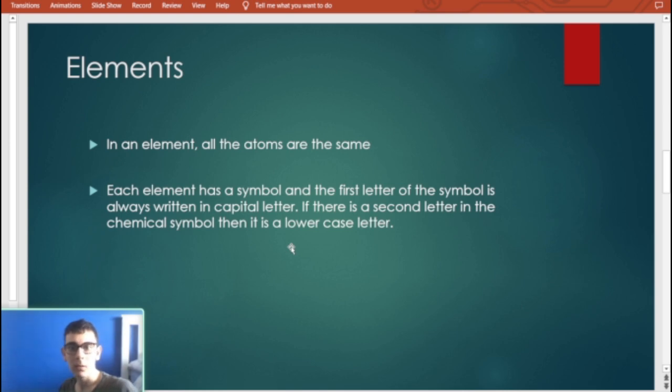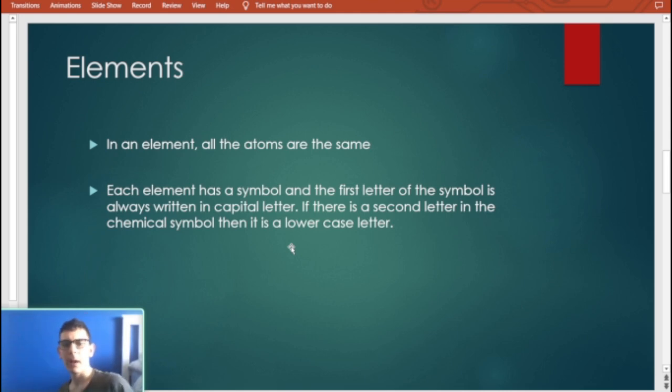If I had sulfur, for example, if I had 4 atoms of sulfur, sulfur is an element, so all the atoms would be the same. There'd be the same number of protons, neutrons, and electrons in the atom, and we'll have a look at calculating numbers of protons, neutrons and electrons in a later video.